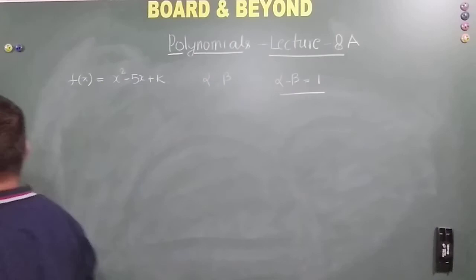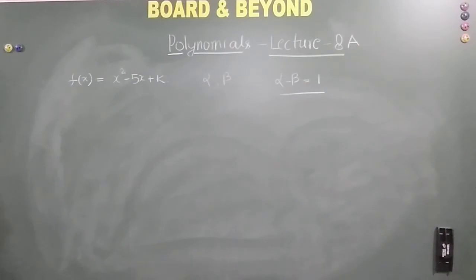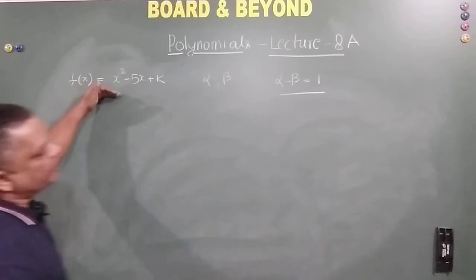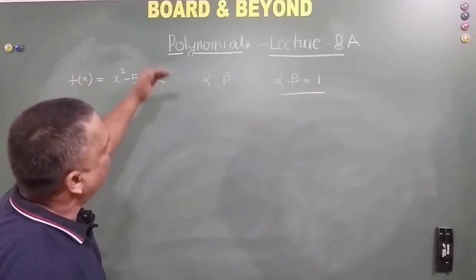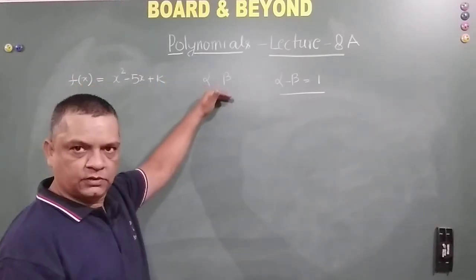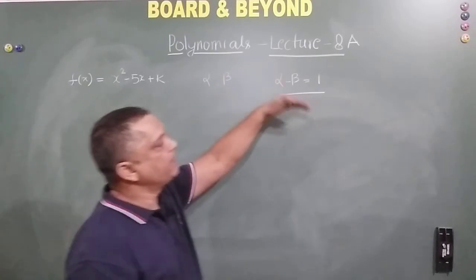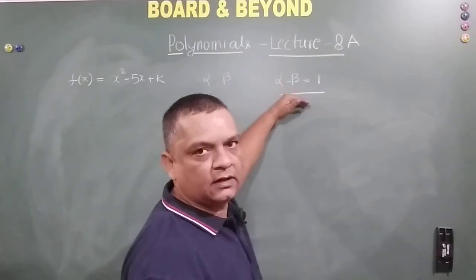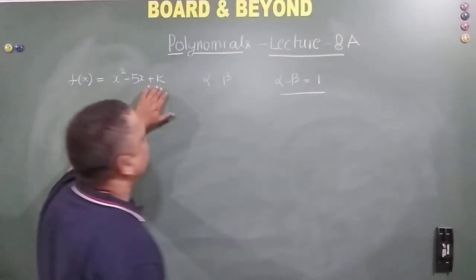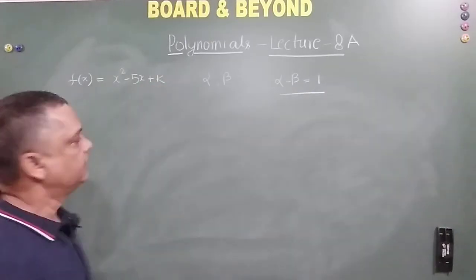So these are the 3 things given. Find the value of k. So I'll just summarize the question. For this polynomial, alpha and beta are the 2 roots, and the first condition is alpha minus beta is equal to 1. Then we are expected to find the value of k, right?